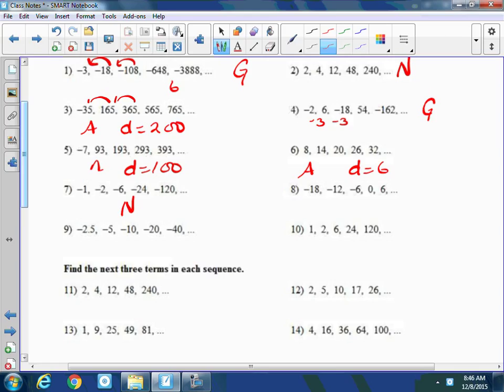Alright, let's do the next one. It's arithmetic, most definitely. What's your D? Awesome. It's arithmetic and you're adding 6. -18 plus 6 is -12. -12 plus 6 is -6. -6 plus 6 is 0. And 0 plus 6 is 6. Very good.